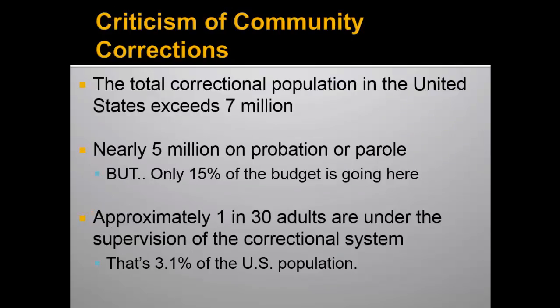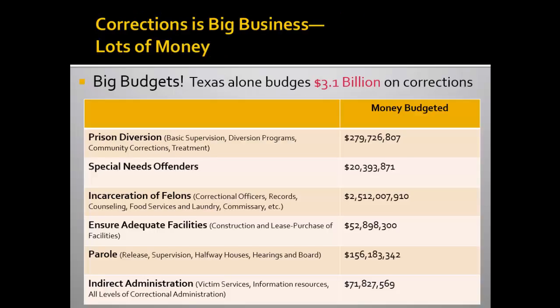More than 5 million people are currently on community correctional supervision, but only 15% of the budget, on average, is dedicated to the supervision of these 5 million people. That means that the resources are often spread quite thin. Let's once again turn our attention to the Texas budget. Once again, as we stated before, Texas has received $3.1 billion for their budget to account for correctional costs. These figures are coming from fiscal year 2014.